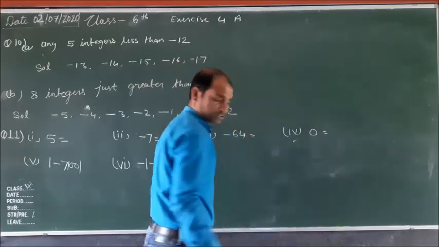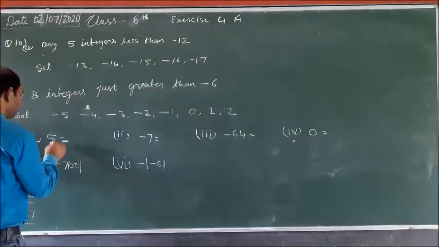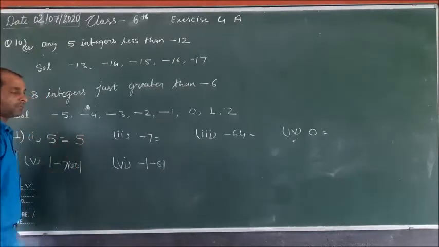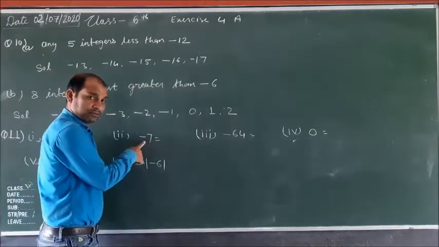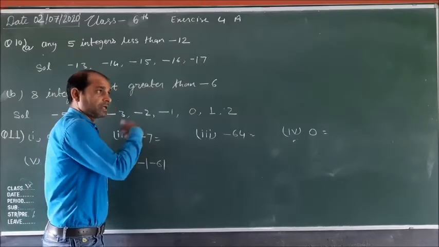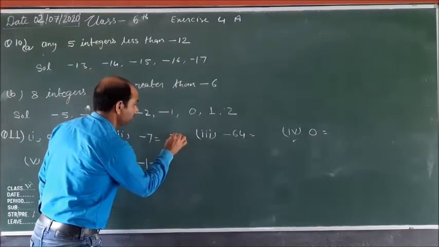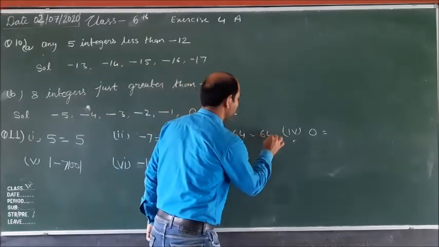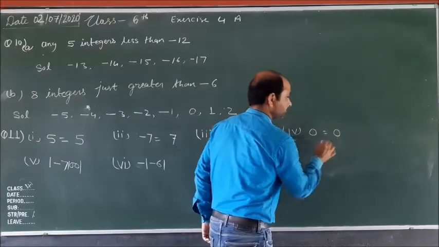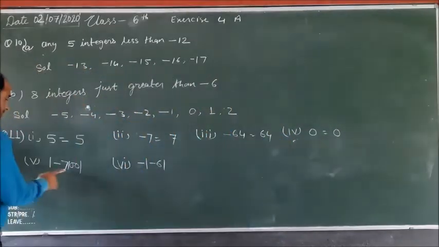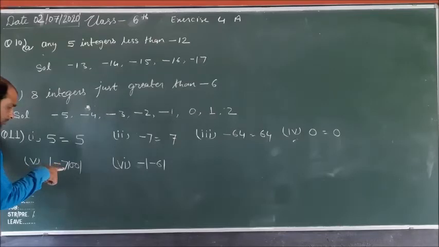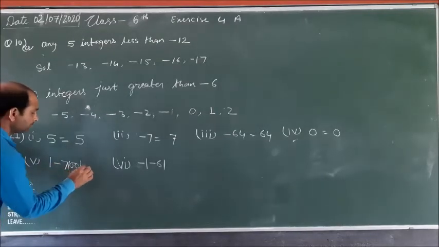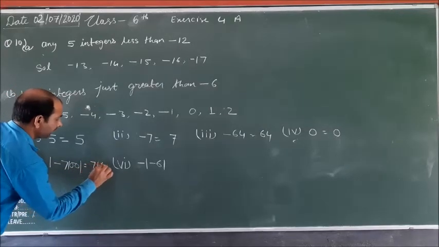So we write here the absolute value of 5. This is already a positive integer, so the answer is only 5. Minus 7, this is a negative integer, but the answer is a positive integer, so we write here 7. Minus 64, we write here 64. 0 equals 0. And this is the bar line. So minus 70,100 inside the bars equals 70,100.